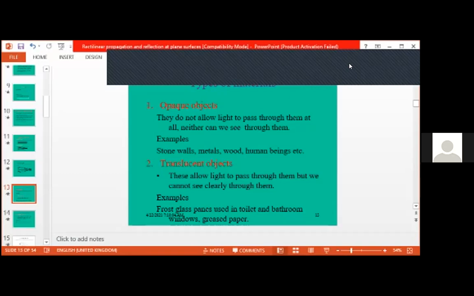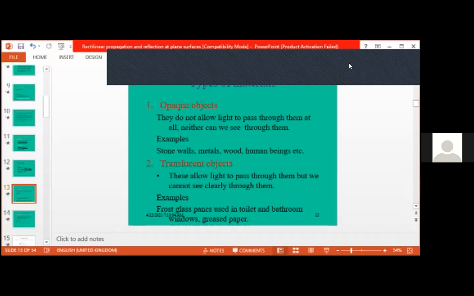One is opaque. What do you know about opaque objects in light? They do not allow light to pass through them. They block light completely. Nick, your hand is raised. Jerry already answered the question. Okay. Then, of course, we have transparent objects.